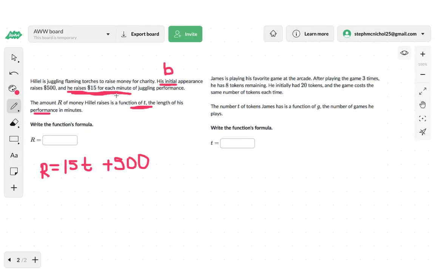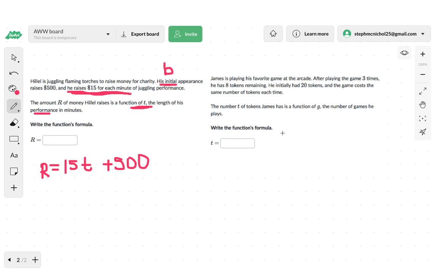So for each minute, 1 minute, 2 minute, 3 minute, we're going to times that by 15, and his initial appearance is 500. So this is going to tell us if he performs 30 minutes, we're going to be able to figure out how much money he's going to make. You put in 30 here and then you calculate, right? So this is going to be your final answer for this question, right? So R equals 15t plus 500.